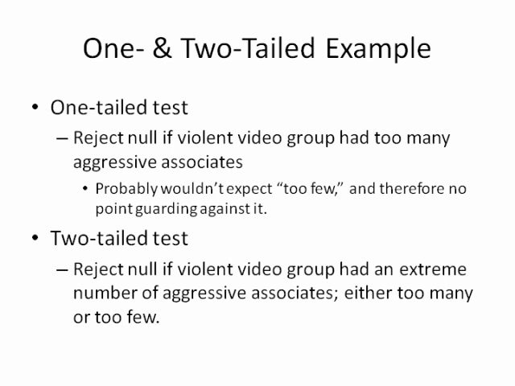Okay, let's talk about a one- and two-tailed example in the context of actual research. Let's go back to our violent video research that we've talked about. So one-tailed test, an example of that would be that we reject the null if the violent video group had too many aggressive associates. Okay, and the key word here to illustrate to you that this is a one-tailed test is too many. So here we're indicating some particular direction. We're talking about only one part of the distribution.